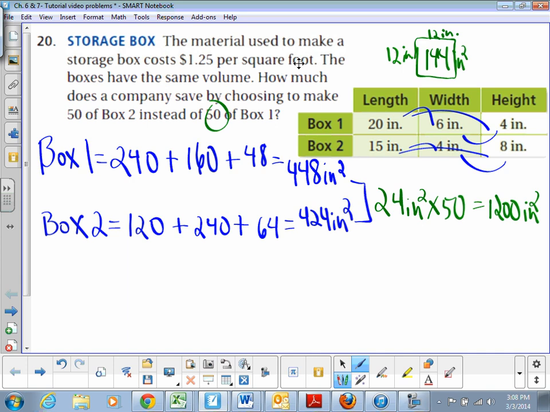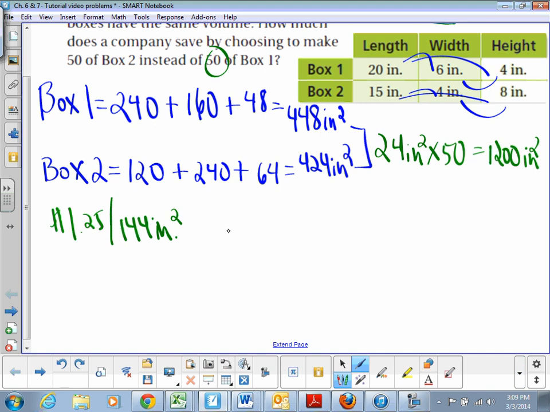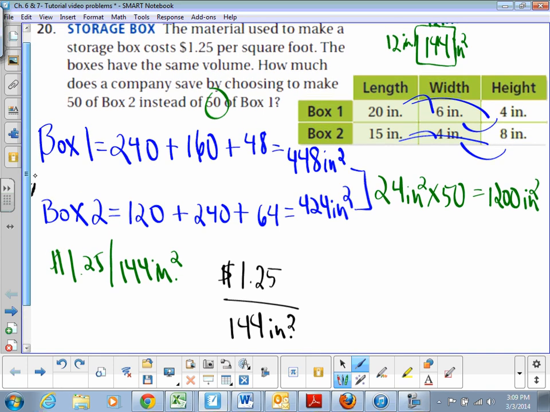So this, $1.25 per square foot, they could have also said $1.25 per 144 square inches. So what I suggest is a proportion. Yes, indeed, a proportion. I know it's been a while since you've heard that lovely word. So we could say $1.25 for 144 square inches. That's the cost, not savings, excuse me.